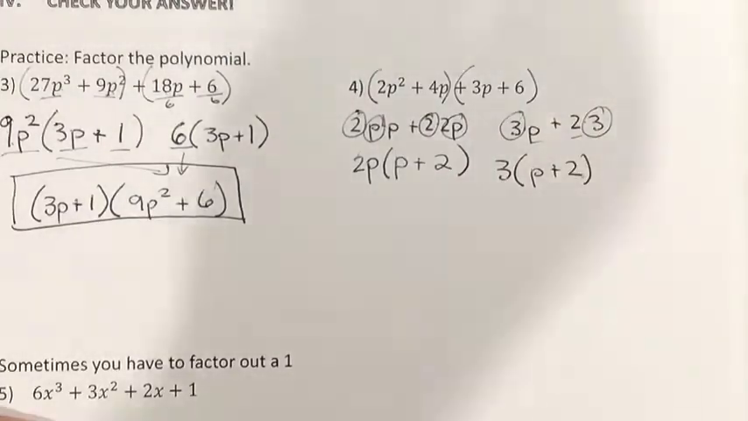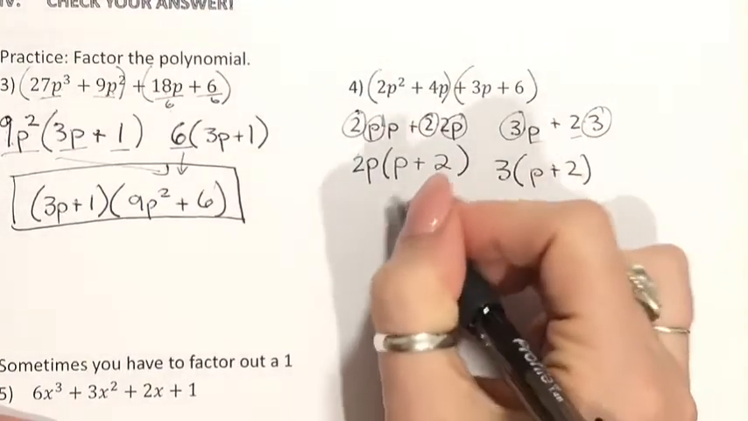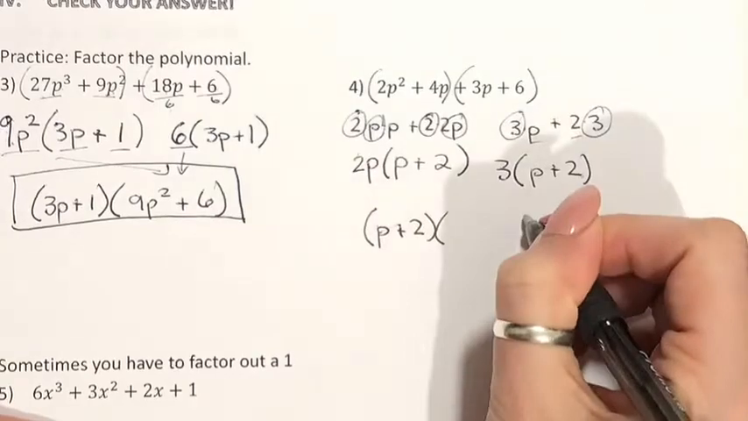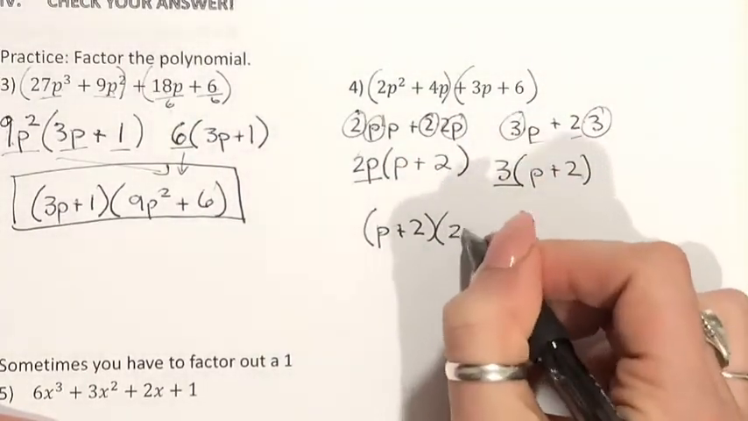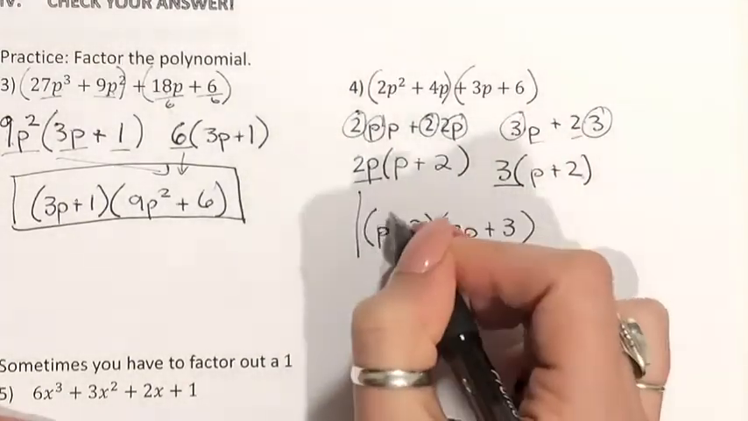And then here's your check. Both of our insides match, so that means we did it right. So take that matching part and write that in the front, p plus 2. And then the leftover pieces, 2p and 3, are going to go on the inside of the second group, 2p plus 3. And that would be your answer.